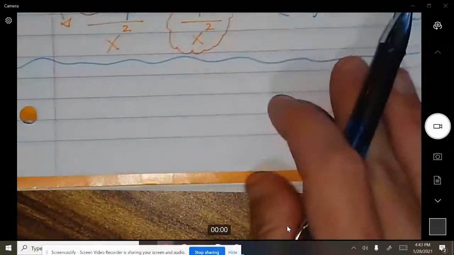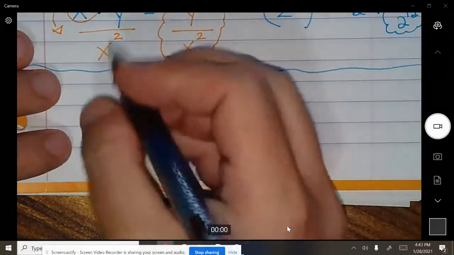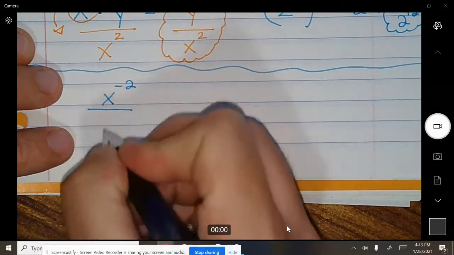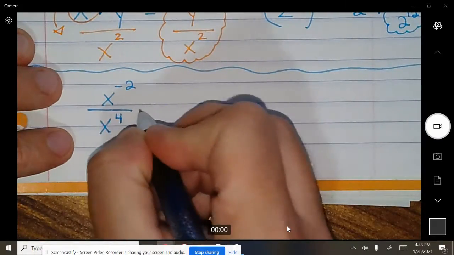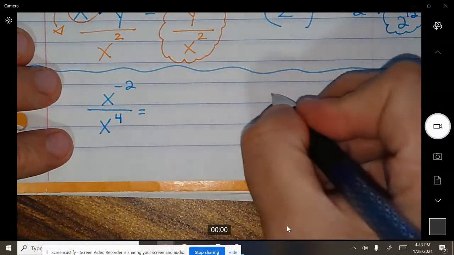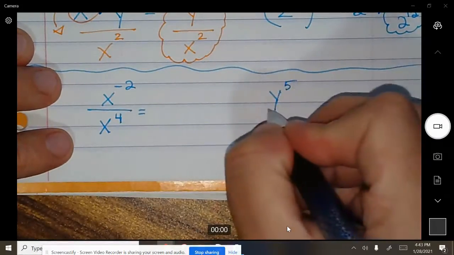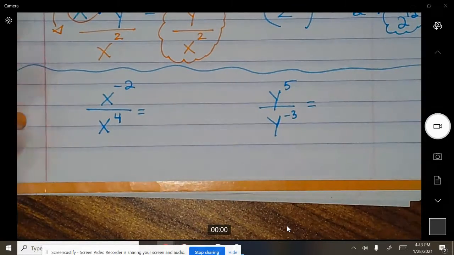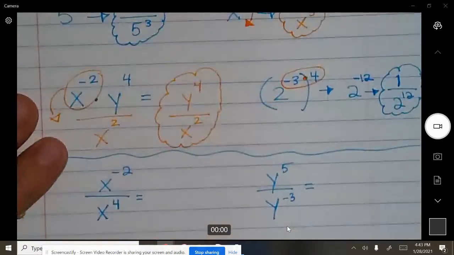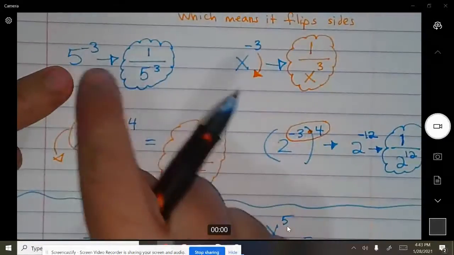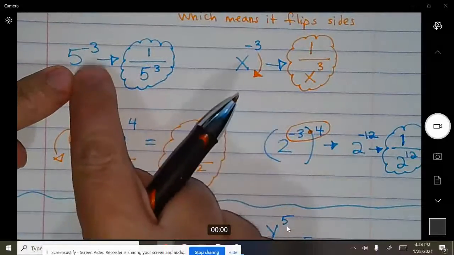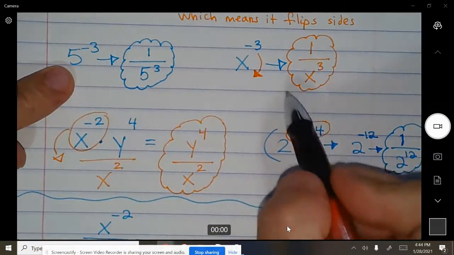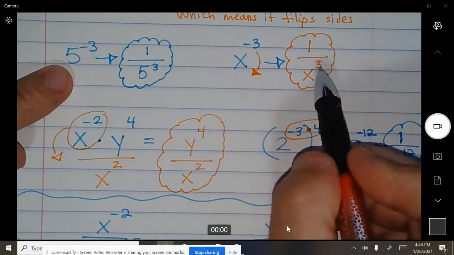All right, the last part of this Edpuzzle I want to talk about. What if I had x to the negative 2, and then what if I'm going to put this over here, y to the 5? All right. Let's just talk about the rule again. What was the rule? When you have a negative, it has to flip and become positive. It was a negative. Now it's a positive, but it's flipped sides.